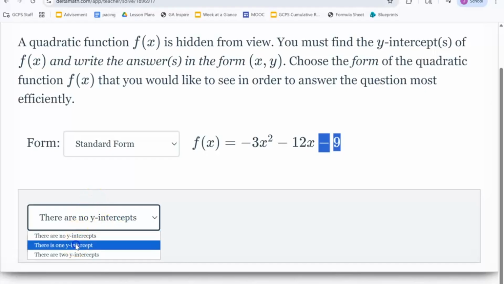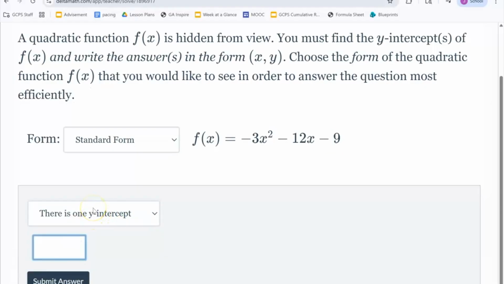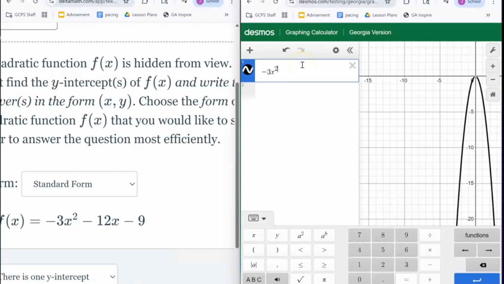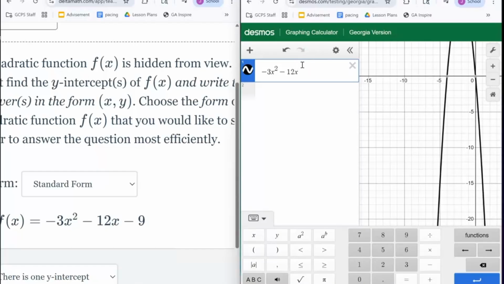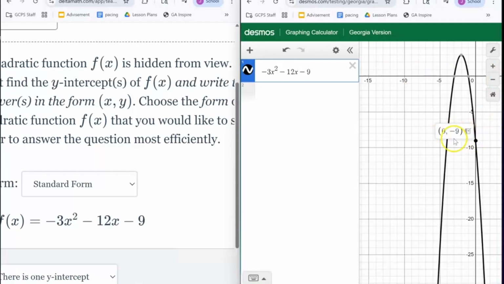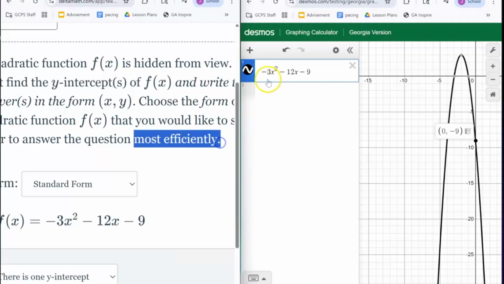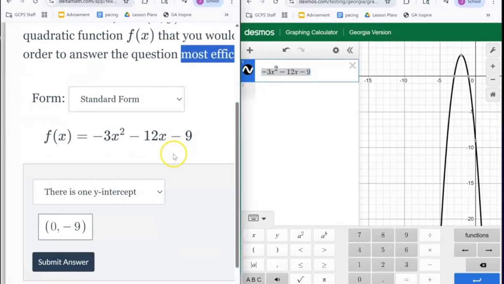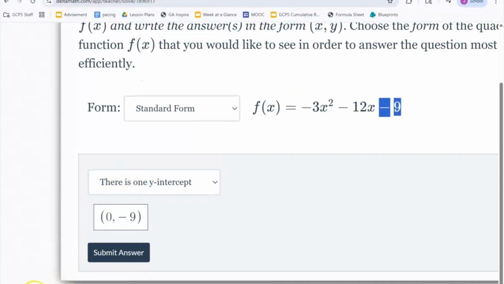So there's one y-intercept. And in coordinates, because it says write it as a coordinate, it's going to be 0 is the x and -9 is the y. And I'm just going to quickly check that by typing it in. All right, so what's the y-intercept? Boom, (0, -9). But you see, because this question says most efficiently, you see how long it took me to type it in? It would take too long. Most efficiently means the fastest way you can do it, which is just by looking at it and seeing -9. So I'm not even going to check it now. I'm going to most efficiently do it.